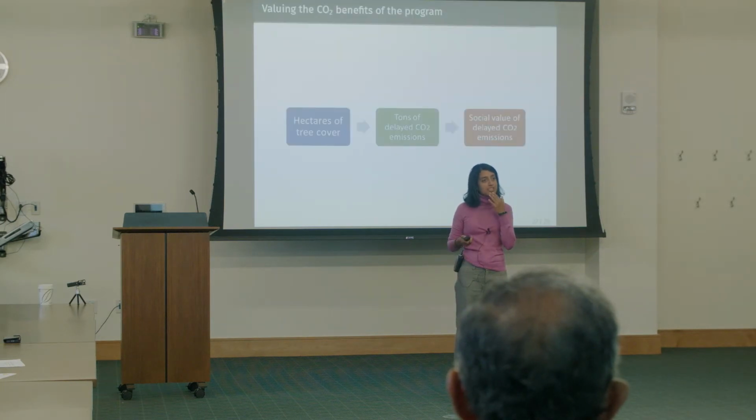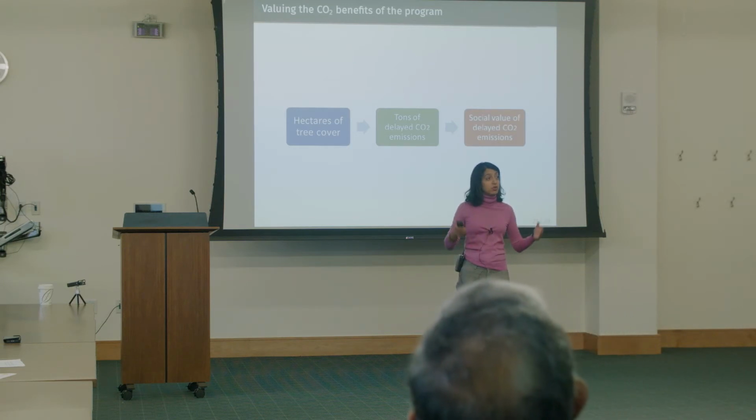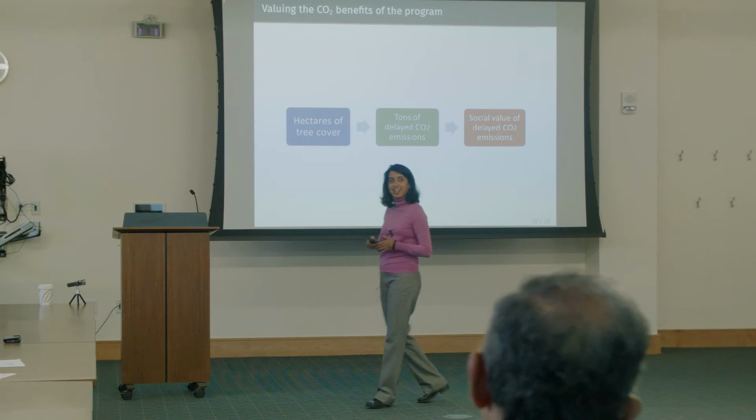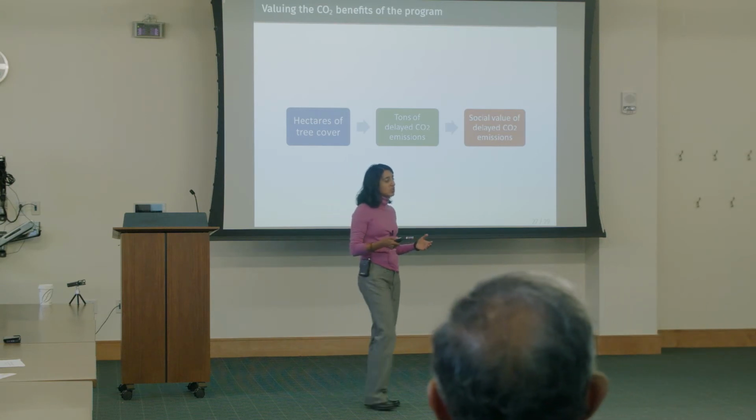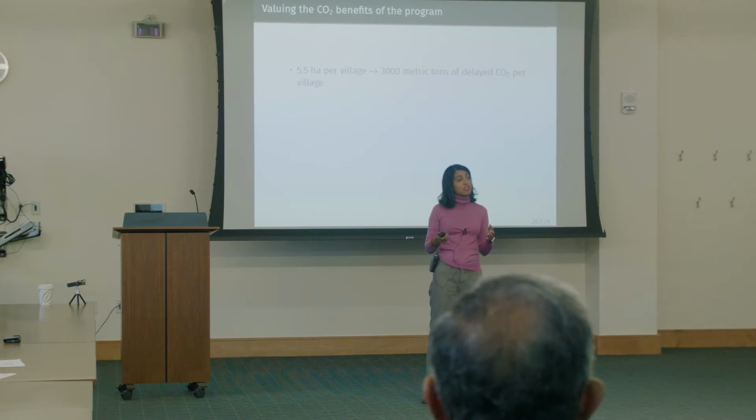So in terms of cost effectiveness, I'm just going to breeze through this. We convert our hectares of tree cover, which we have from our regression analysis, to how many tons of carbon dioxide emissions were delayed. So this isn't permanent, but it's delayed, and we can think about the benefit of that delay of catastrophe in the world. And then we can put a dollar value on that using the social cost of carbon. And so that 5.5 hectares per village that I showed you, that's equivalent to 3,000 metric tons of CO2 per village that were delayed.